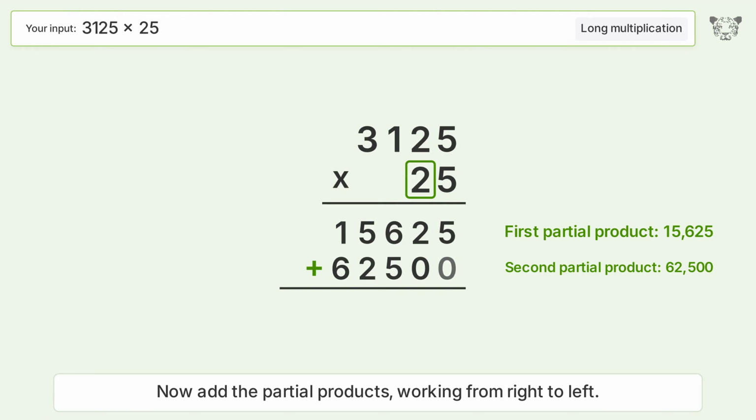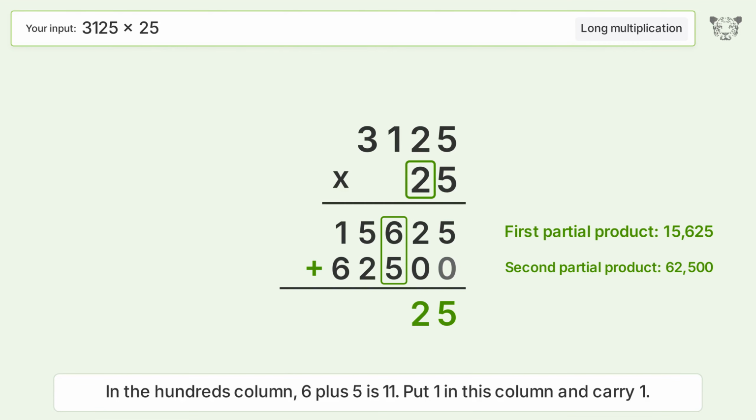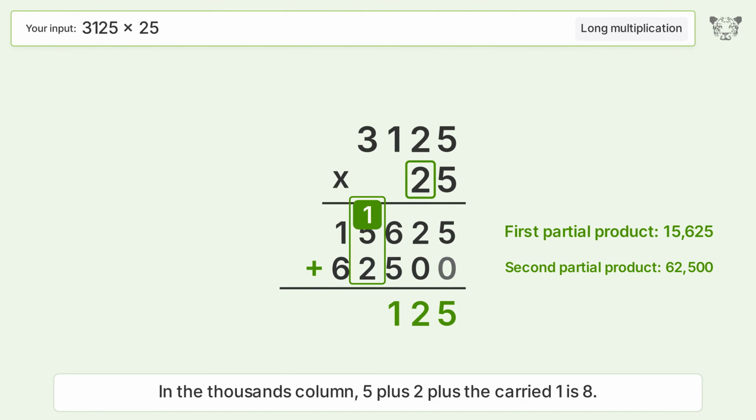Now add the partial products, working from right to left. In the ones column, 5 plus 0 is 5. In the tens column, 2 plus 0 is 2. In the hundreds column, 6 plus 5 is 11. Put 1 in this column and carry 1. In the thousands column, 5 plus 2 plus the carried 1 is 8.